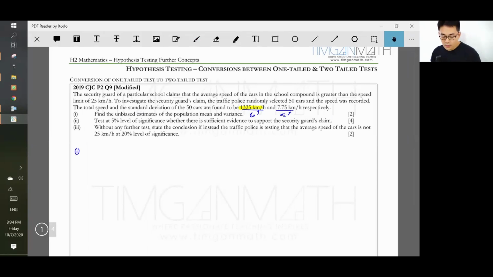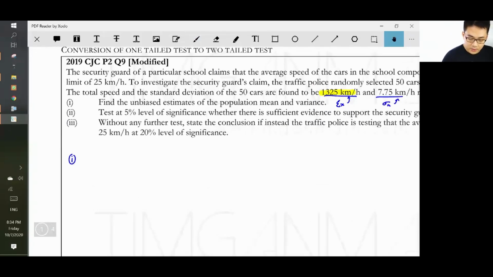So know how to extract it. Remember, this 7.75 is the standard deviation from your secondary school. When they ask you to find the standard deviation, the one you get out of your secondary school is the sample standard deviation. So find the unbiased estimate of the population mean and variance.